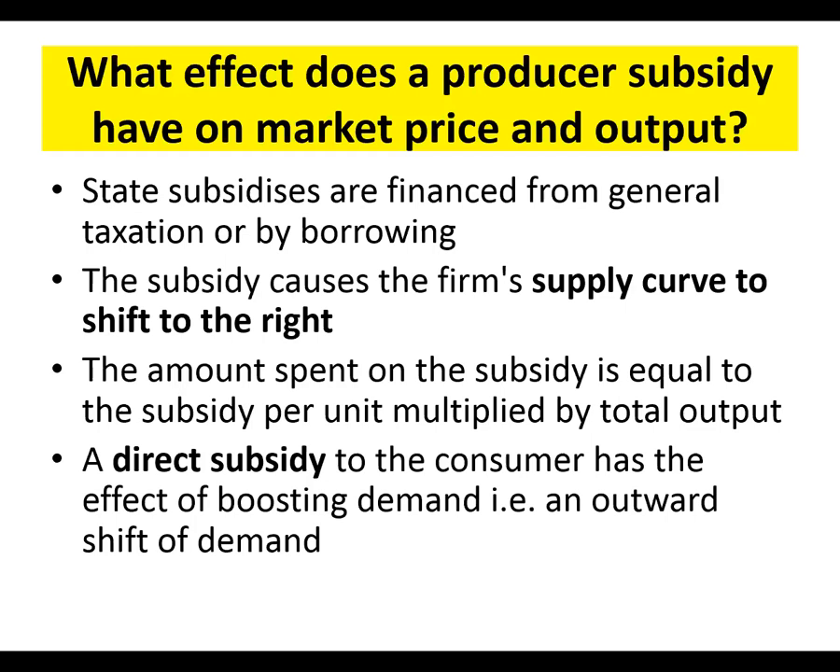A direct subsidy to the consumer has the effect of boosting demand, i.e. an outward shift in demand. Now, this is where it gets slightly confused because sometimes students will draw two shifts on the one curve. In the first instance, if you're drawing just a subsidy diagram to show the impact of a subsidy, it is a shift outwards of the supply curve. The long run impact of that is that it will create a boost in demand because it's now cheaper to purchase that good. And again, we'll look at that now on the diagram.